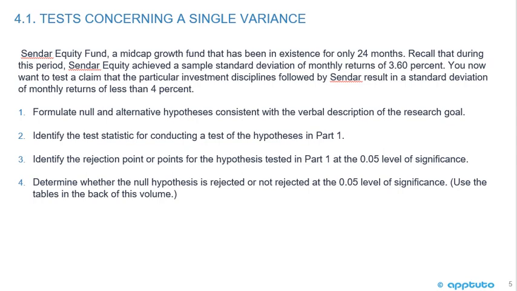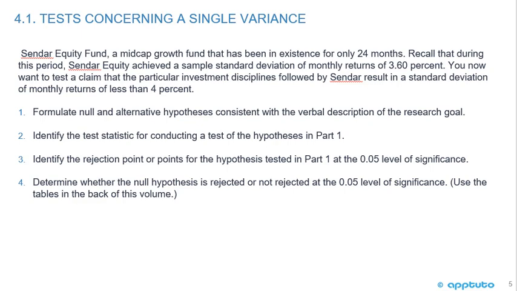So now we'll work our way through an example of a test concerning a single variance, which is in the text. It's Sendar Equity Fund, a mid-cap growth fund that has been in existence for only 24 months. So we have our n equals 24. Recall that during this period, Sendar Equity achieved a sample standard deviation of monthly returns of 3.6%. You now want to test a claim that the particular investment disciplines followed by Sendar result in a standard deviation of monthly returns that is less than 4%. So it's a less than hypothesis.